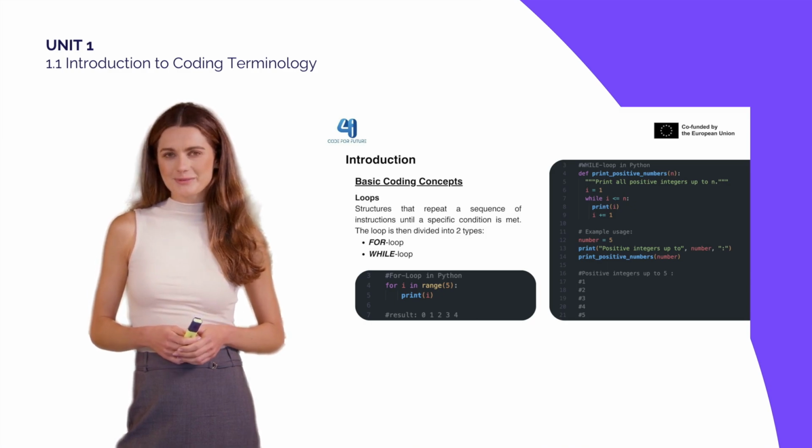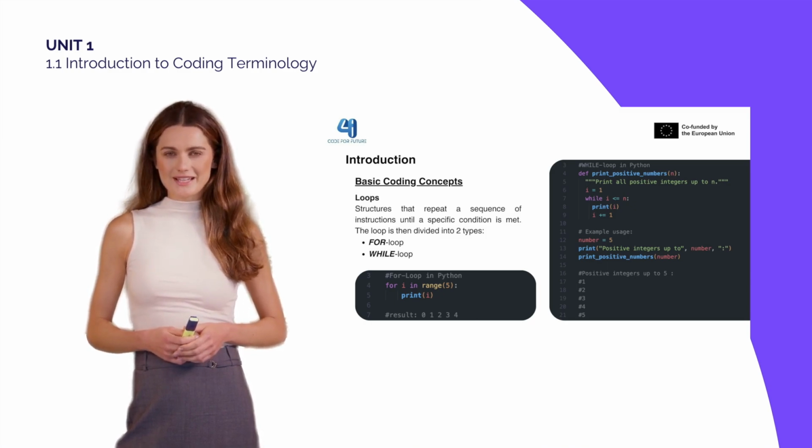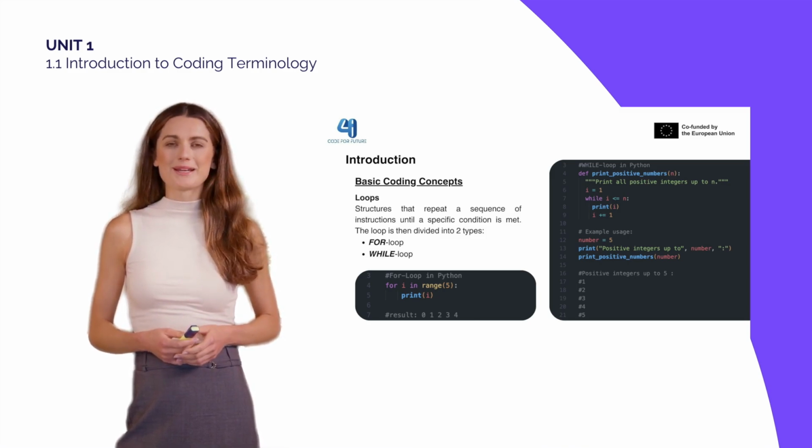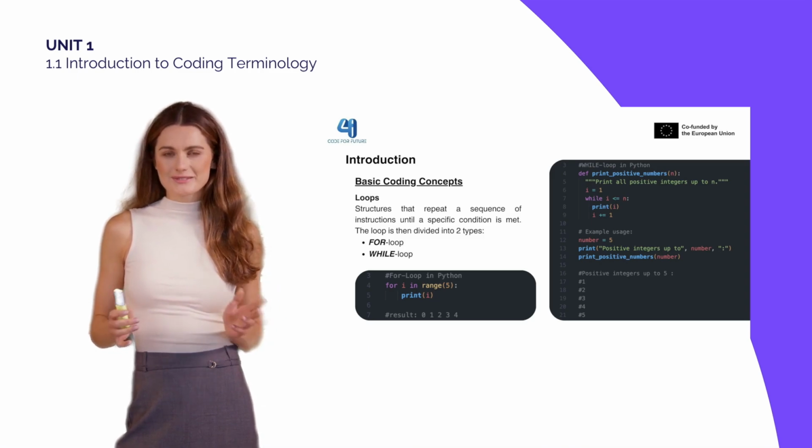Two, while loop, used when we don't know in advance how many times the loop should run, and we continue until a condition is false. Example, the while loop prints numbers from 1 up to a given number. Loops help automate repetitive tasks, making programming much more powerful and efficient.